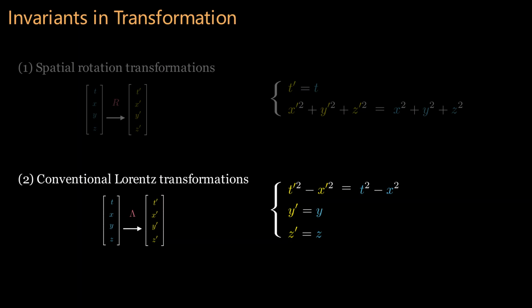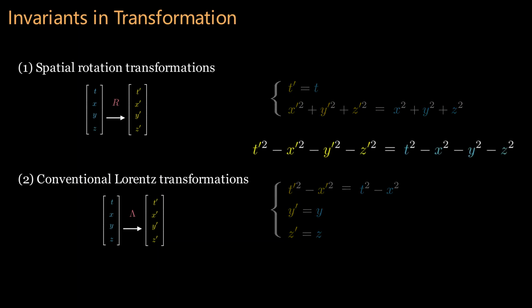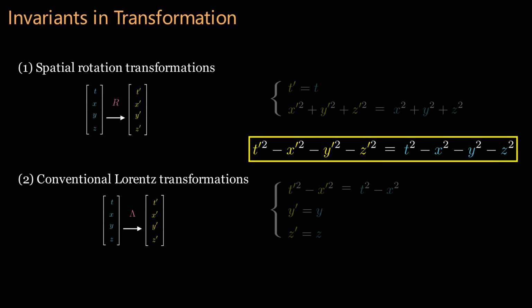We have listed the invariants under the spatial rotation transformation and the conventional Lorentz transformation. Based on this, we can identify the invariant under the generalized Lorentz transformation. This invariant can be understood as follows. An event has different spacetime coordinates in different reference frames, but the square of the time coordinate minus the sum of the squares of the spatial coordinates for the same event always remains invariant.